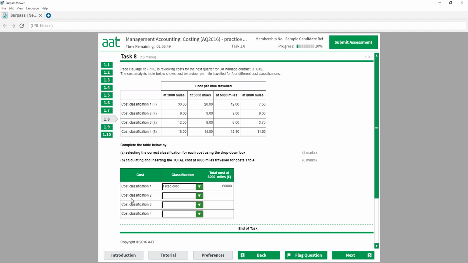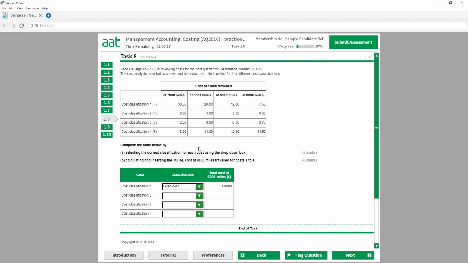The next one we have here, number 2. You can see in 2000 miles, the cost per mile is 9. In 3000 miles, the cost per mile is 9, and 5000 and 8000 also 9. That means the cost per mile is the same. Regardless of how many miles I drive, the cost per mile is fixed. So this is the definition of the variable cost. If I drive more, I have to pay more. If I drive less, I have to pay less.